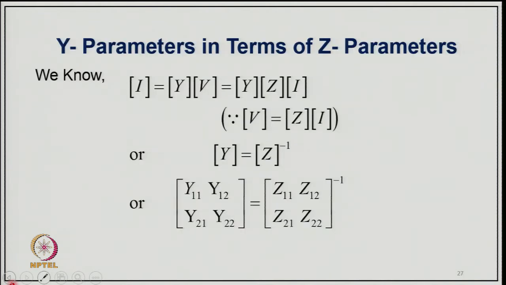Now, the Y parameters in terms of Z parameters. We know I equal to Y into V, and V equal to Z into I. So we can say Y equal to Z inverse, and the Y matrix with elements Y11, Y12, Y21, Y22 equals the inverse of the matrix Z11, Z12, Z21 and Z22.